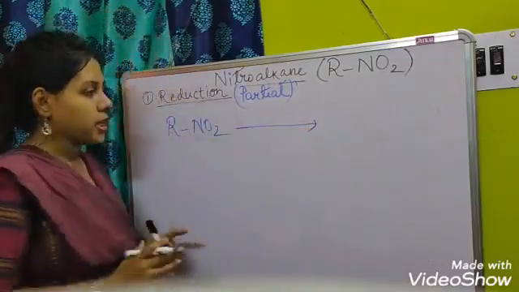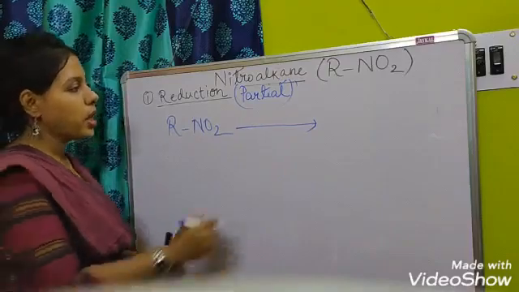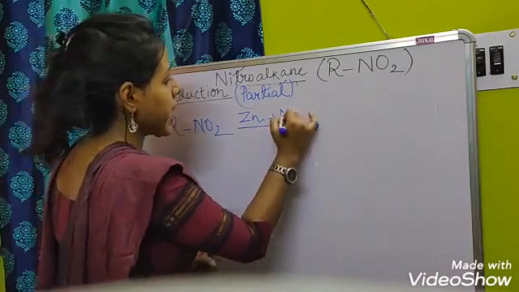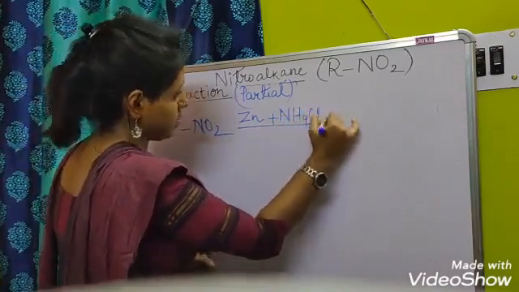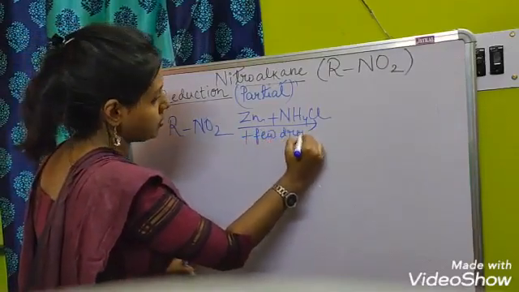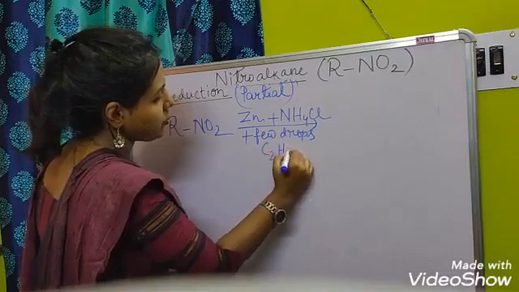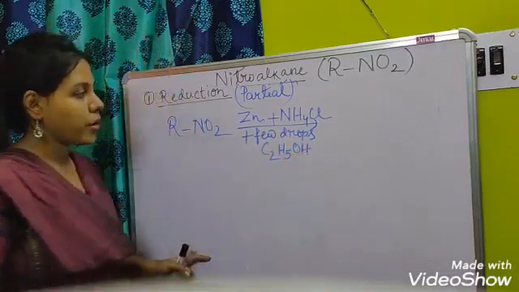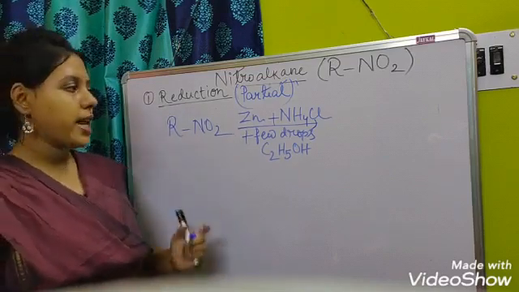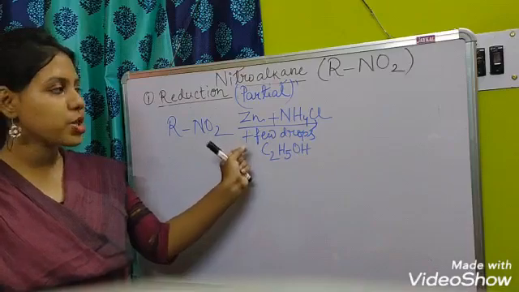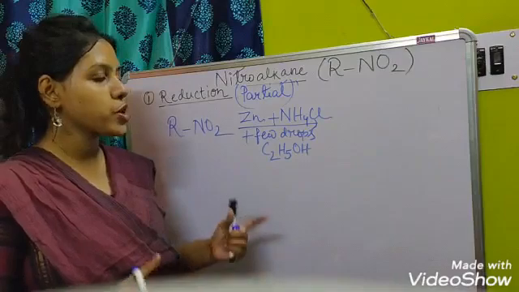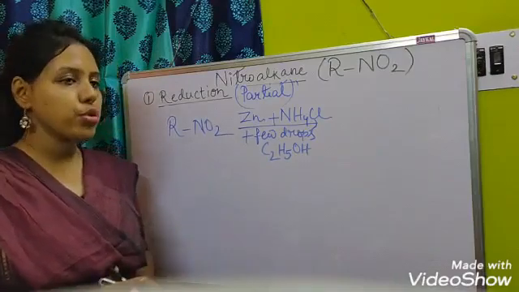Then you have to treat this one with zinc dust, with ammonium chloride salt and with a few drops of alcohol, suppose C2H5OH. So in this step we are taking the nitroalkane and you have to treat it first with zinc dust, then add a little pinch of ammonium chloride and then a few drops of ethanol. Clear? And then you have to heat it.